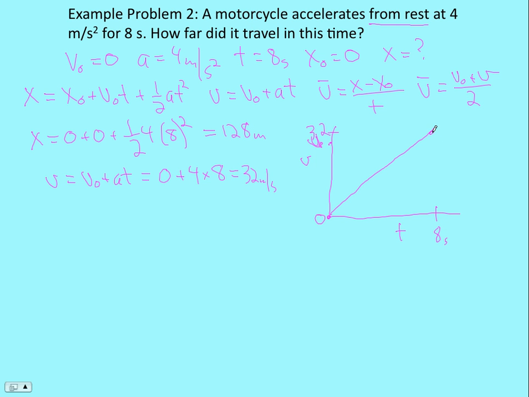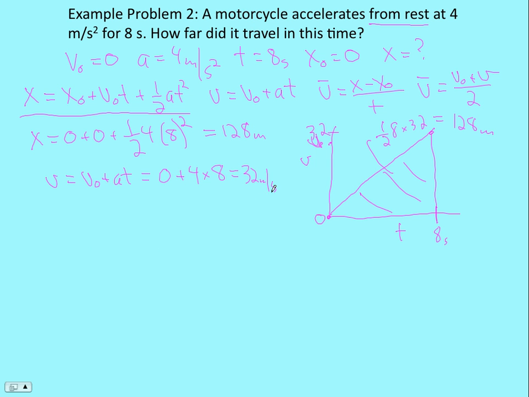So up here 32, 0, and that took 8 seconds, and it's constant acceleration, so I have a straight line here, and I know my change in position is the area of this triangle. 1/2 the base, 8, times the height, 32, and I get 128 meters. That's all we're doing here. Remember, we derived this equation using the area idea. There are other ways to get this one.